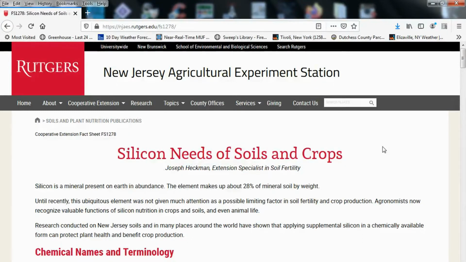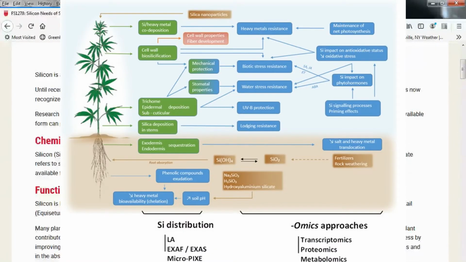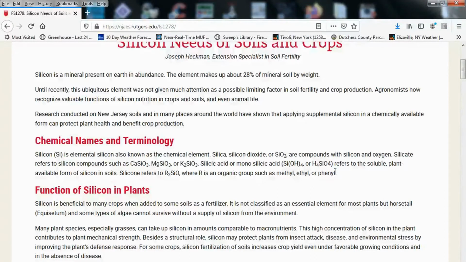So, silicon needs of soils and crops. Silicon is a mineral present on Earth in abundance. This element makes up about 28% of mineral soil by weight. Until recently, this ubiquitous element was not given much attention as a possible limiting factor in soil fertility and crop production. Agronomists now recognize the valuable functions of silicon nutrition in crops and soils, and even animal life. Research conducted on New Jersey soils and in many places around the world has shown that applying supplemental silicon in a chemically available form can protect plant health and benefit crop production.